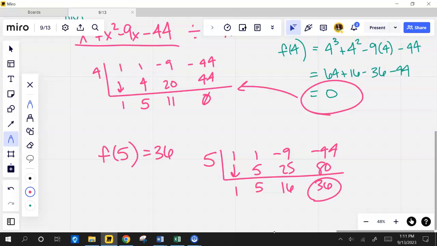Yeah, so that's what this says. The remainder when you divide by x minus that number is going to be what you get if you plug it in. It gives you the same value. This is f of 5. 80 minus 44 is 36. 5 times 16? Yeah.